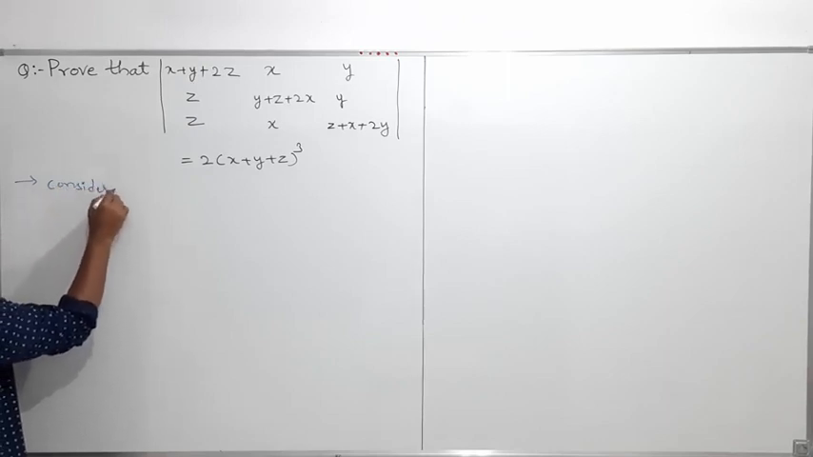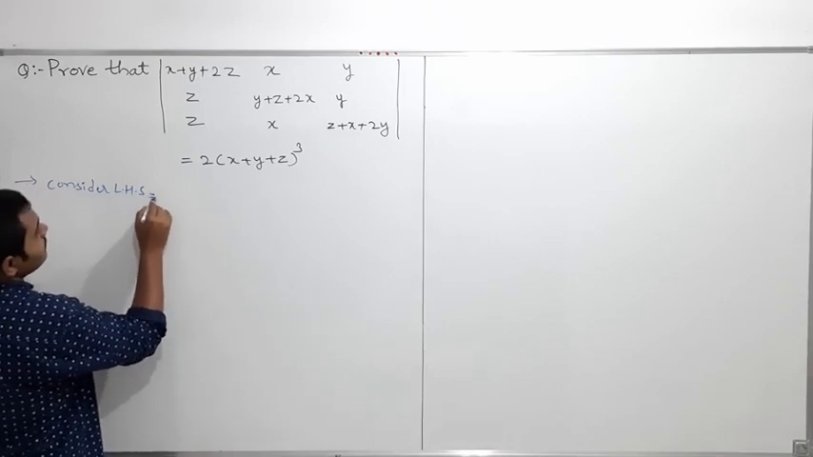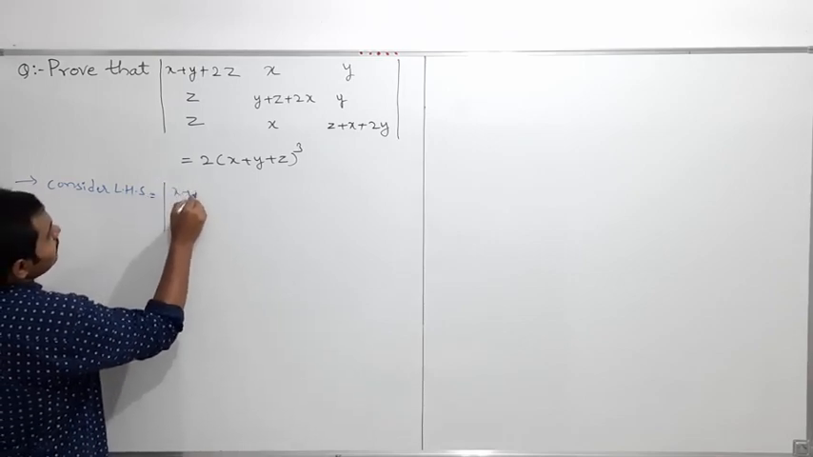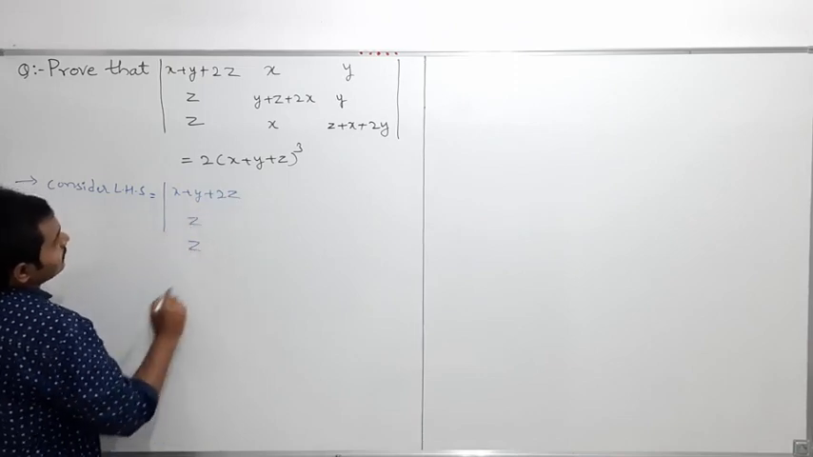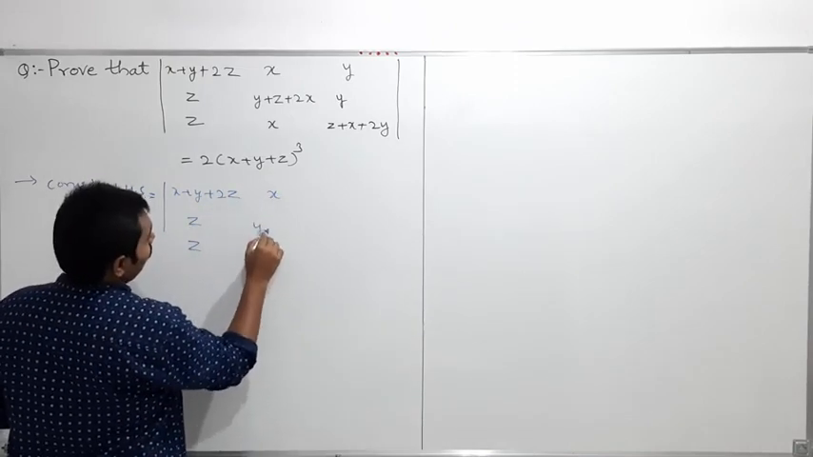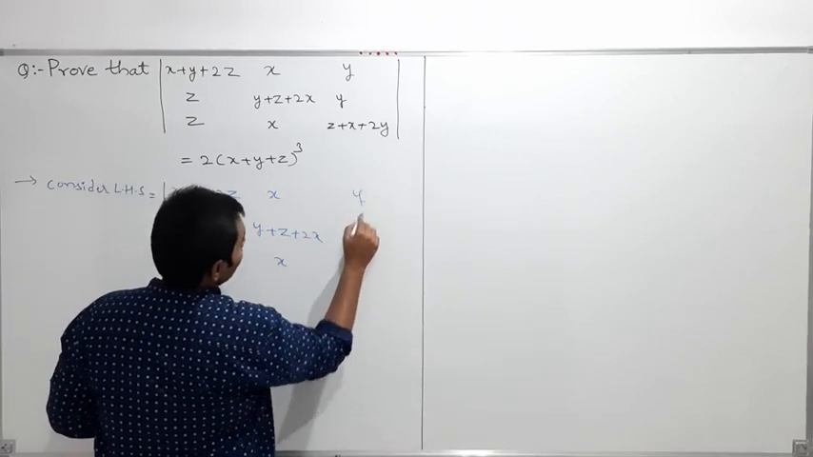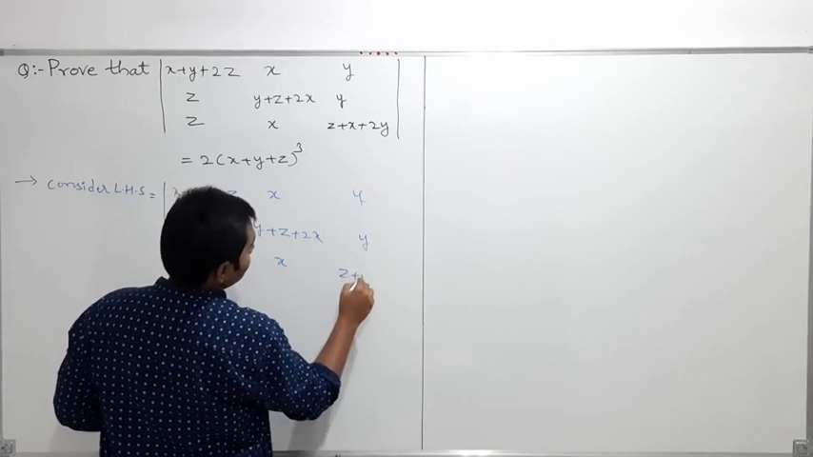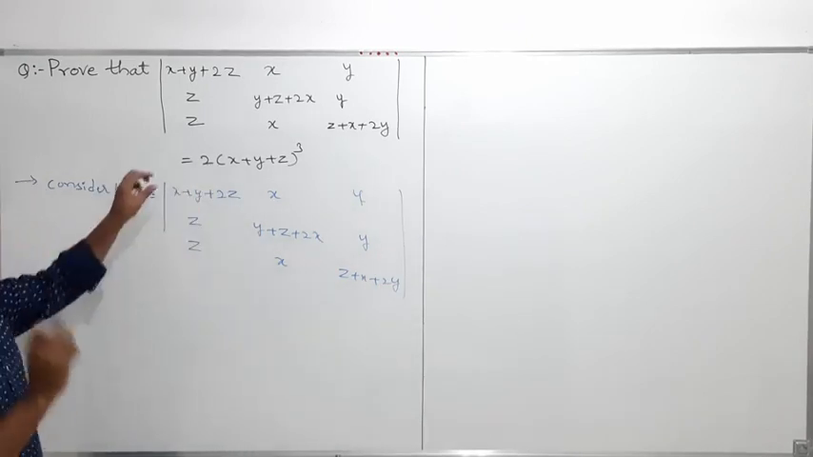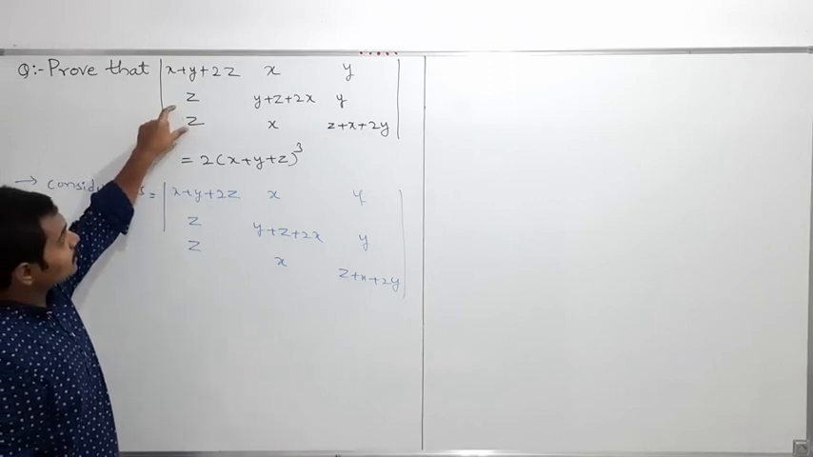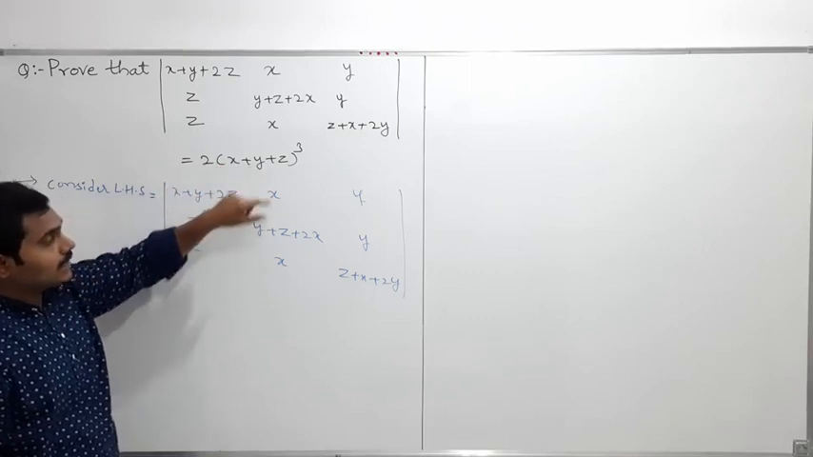Consider the LHS. So first I consider the LHS. So what is the LHS part we have? The LHS is equal to, here x plus y plus 2z, and here it is z, and here it is z, and here x, y plus z plus 2x, x, and here it is y, z, plus x plus 2y. So I just consider the LHS part. Now I should prove that this determinant value is equal to 2 into (x plus y plus z) whole cube.